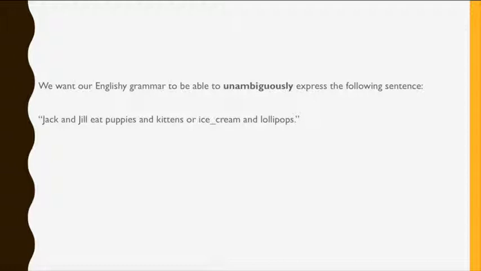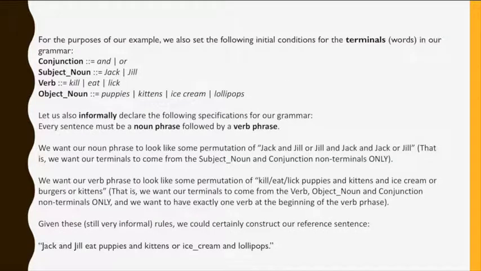So we want our Englishy grammar to be able to unambiguously express the following sentence. Jack and Jill eat puppies and kittens or ice cream and lollipops. For the purposes of our example, we want to set up some initial conditions for our terminals. We're going to set a conjunction to be and or or. We're going to set a subject noun to be Jack or Jill. We're going to set our verbs to be kill or eat or lick. And we're going to set our object nouns to be puppies or kittens or ice cream or lollipops.